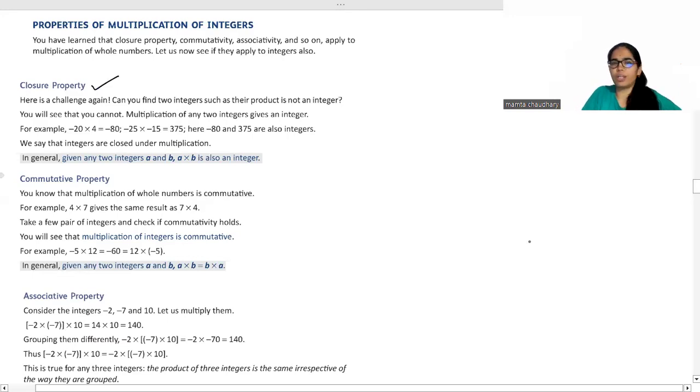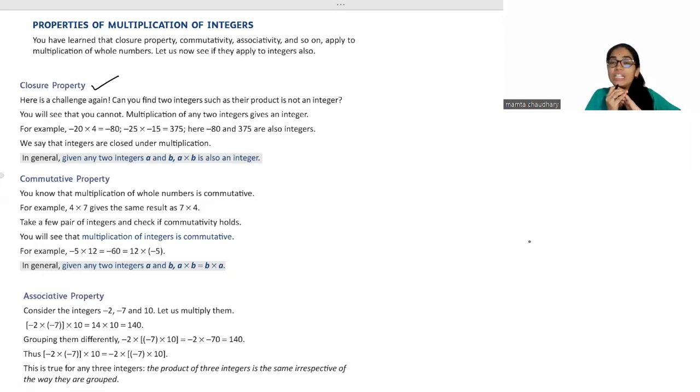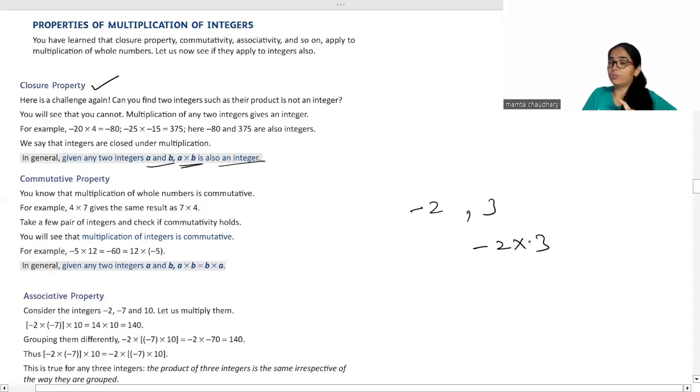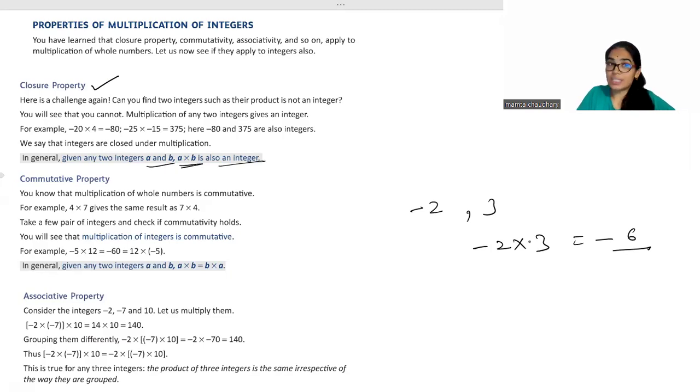First is the closure property. What is the closure property? If there are two integers and we multiply them, the product should be an integer, right? So given any two integers a and b, a into b is also an integer. This is the closure property. You can take any two integers, for example, I'm taking -2 and 3. If I multiply them, 2 is negative, 3 is positive, so minus into plus will be minus. 2 into 3 is 6, so -6. Again, -6 is an integer, right? So we can say that integers are closed for multiplication. It means it is satisfying the closure property. Clear?